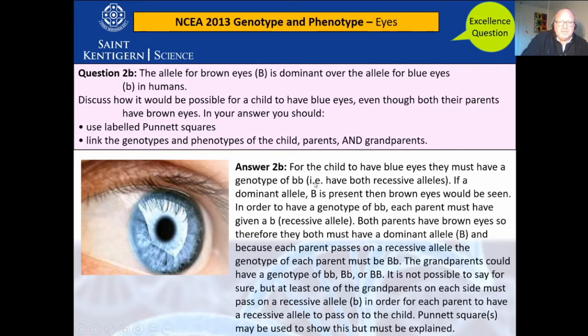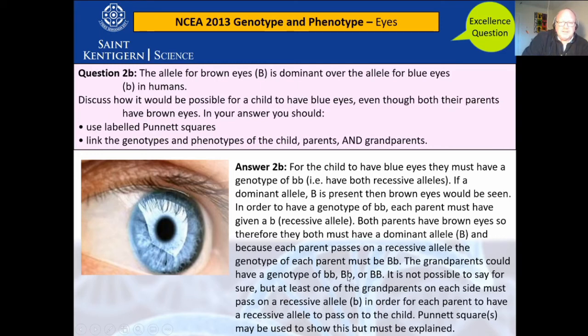So let's see how they answered it. Yeah, so the grandparents could have genotype. Oh, use labeled Punnett squares and link the genotypes and phenotypes of the child, parents, and grandparents. So both parents have brown eyes, so therefore they both must have a dominant allele. And because each parent passes on a recessive allele to the child, they have to be big B, little b. Now the same with the grandparents. To have a child that is big B, little b, the grandparents could have a genotype of little b, that could be grandma, and grandfather could be big B, or big B, big B.